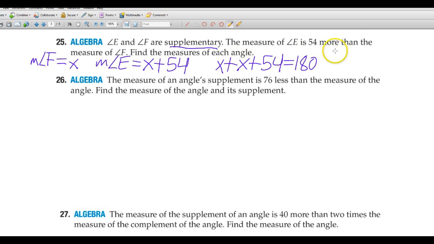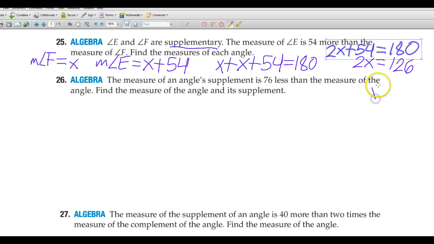So combine your like terms, and subtract 54 from both sides, and divide both sides by 2. So x is equal to 63, and that's the measure of angle F.